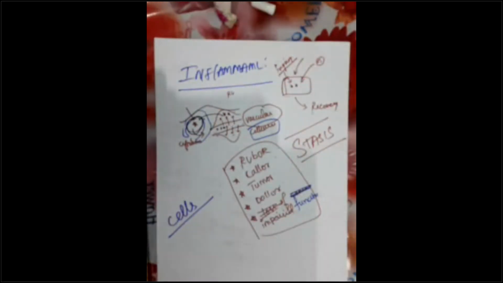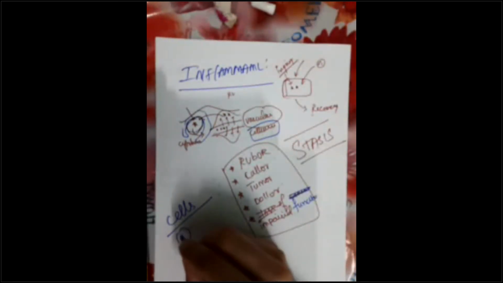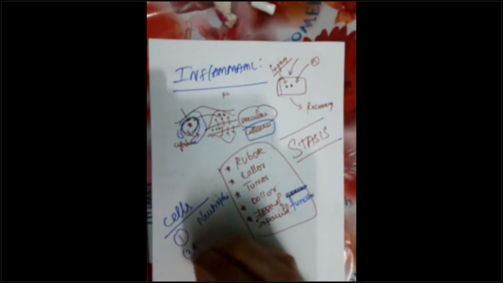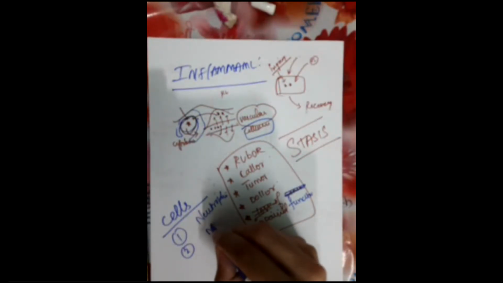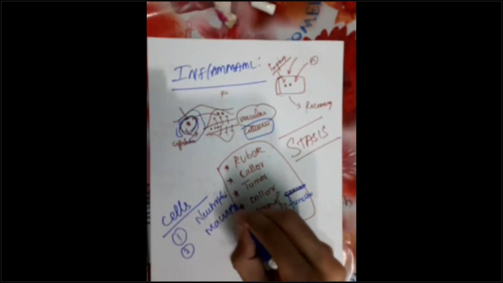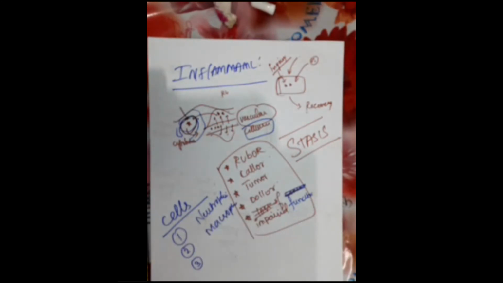What are the cells? Let me know in the chat box. Just now we discussed over here. Yes, NEB: neutrophils, eosinophils, and basophils. Sometimes macrophages also. What is the first line of defense among the cells? Your neutrophils, guys. Your neutrophils will come. If they are not able to destroy, then they will release cytokines, and then macrophages will come. Other cells are also there.